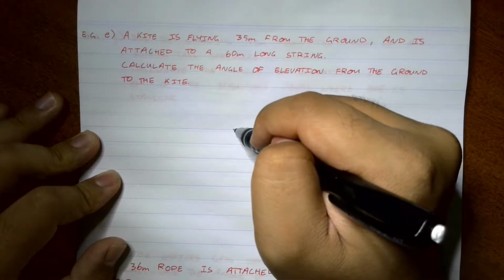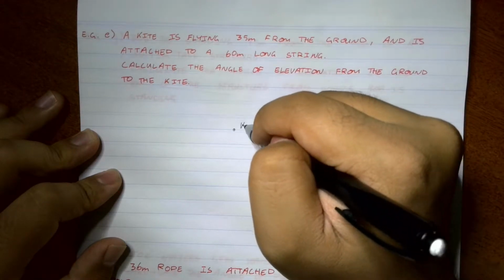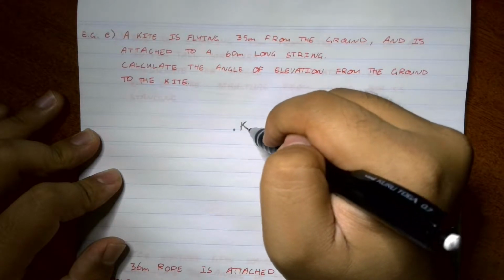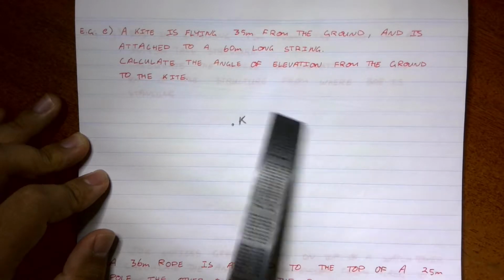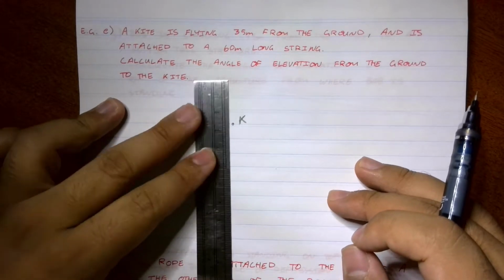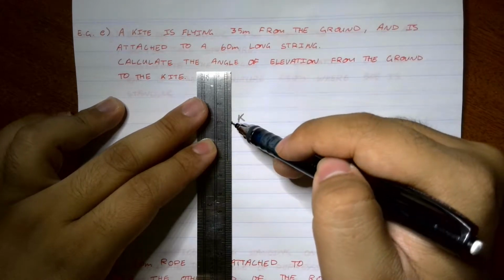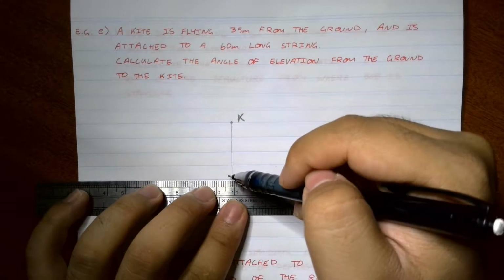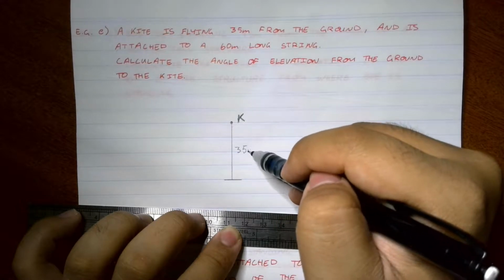Okay, so let's make a hypothetical kite. Here we are. Let's put K for kite because all we worry about is the position of it, not the actual drawing. So here's a kite, and it is 35 meters from the ground. Whenever we talk about distance from some point, we are always looking at a perpendicular distance, meaning we want to make a 90-degree angle with the ground, like so. That is 35 meters.